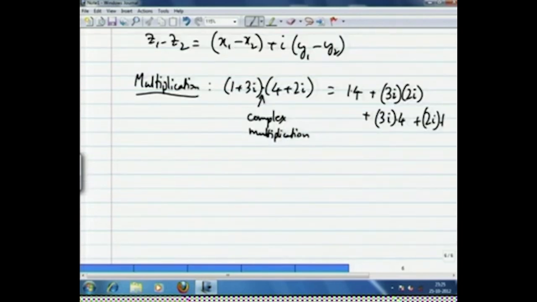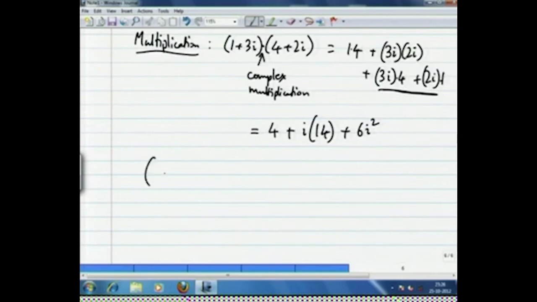So, this is like a binomial multiplication, and then in turn, if we treat these as real numbers and multiply, 1 times 4 gives us 4, and then let us collect these two terms here, we get I times 12 plus 2, namely 14, plus 3 I times 2 I should give us 6 I squared. But I was the entity which was the square root of minus 1, so I squared should be minus 1. So, using I squared equals minus 1, we get 4 plus I times 14, and then substituting I squared is minus 1, we get minus 6 here. So, this should be minus 2 plus 14 I.